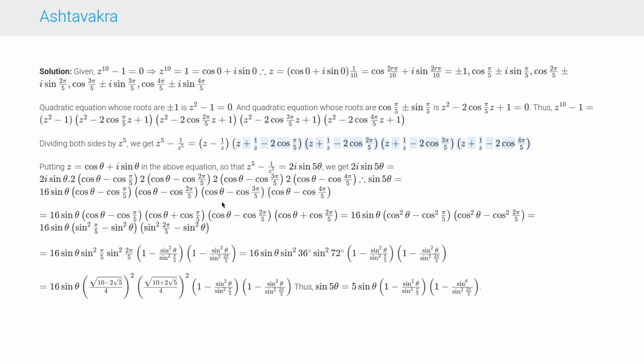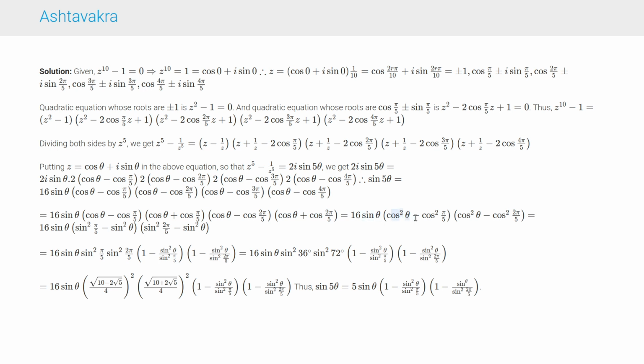So what we do is we rewrite this, and this becomes 16 sin theta (cos theta minus cos π by 5), and then we take this cos 4π by 5, that is equal to cos(π minus π by 5), that is minus cos π by 5, minus minus becomes plus, that is equal to cos π by 5. And similarly these two terms become conjugate of each other. This is cos theta minus cos 2π by 5, and this is cos theta plus cos 2π by 5.